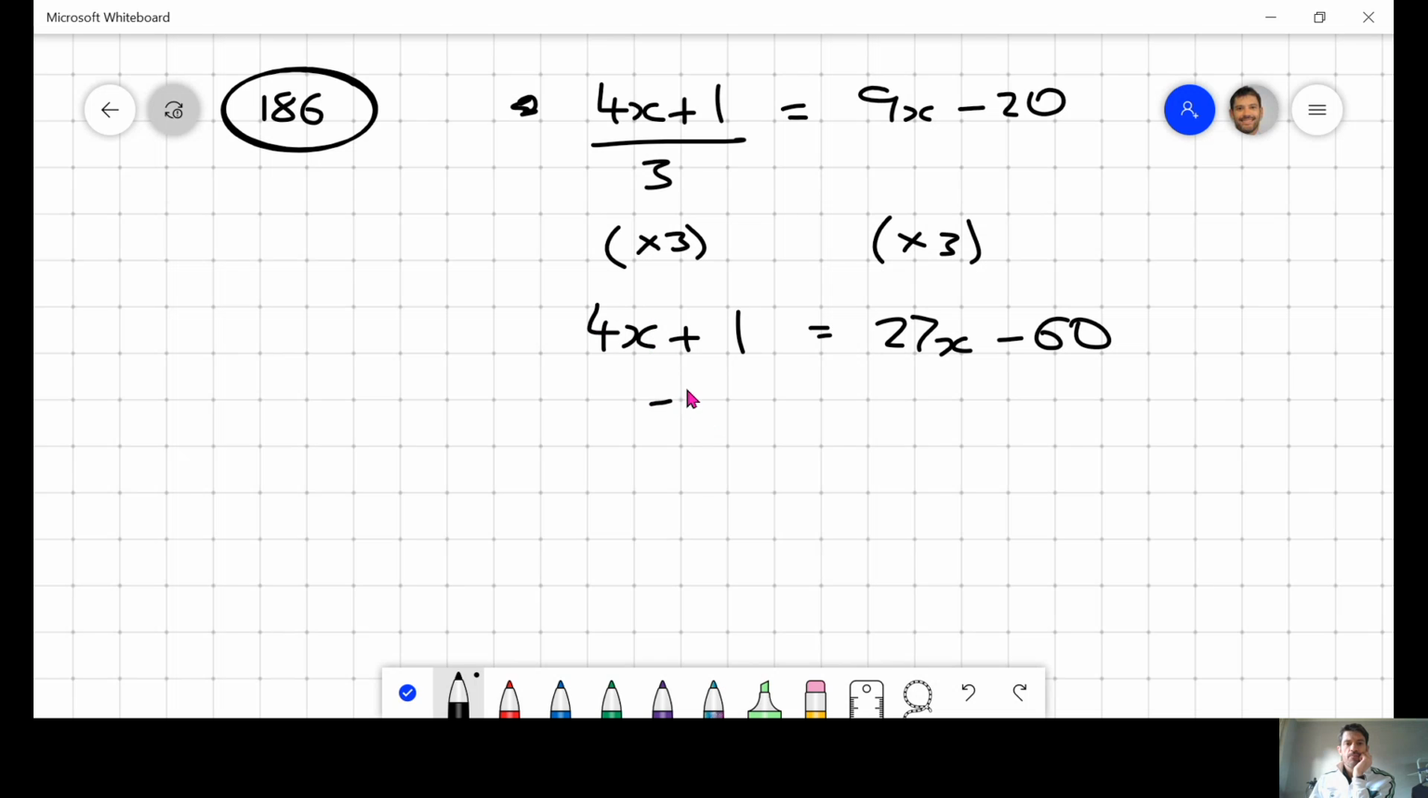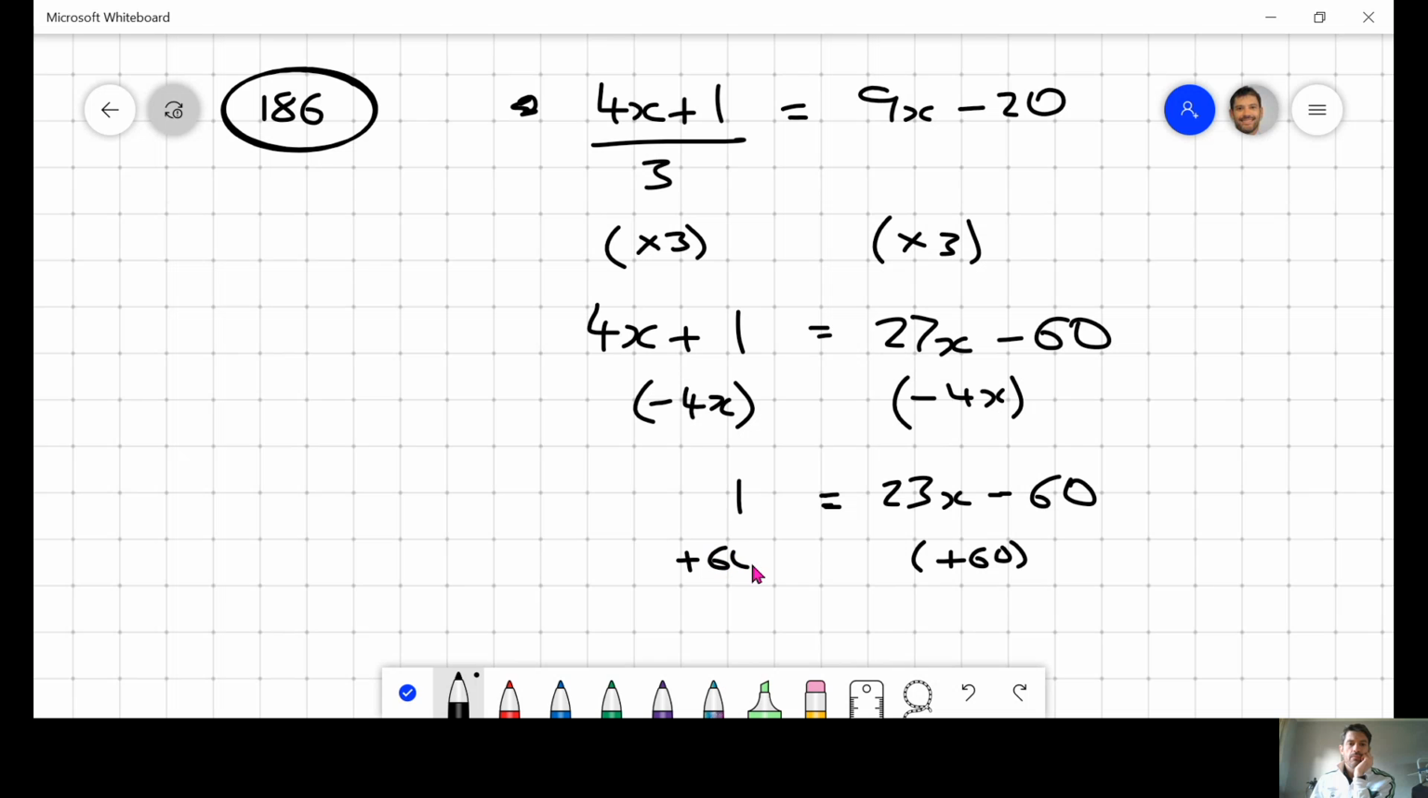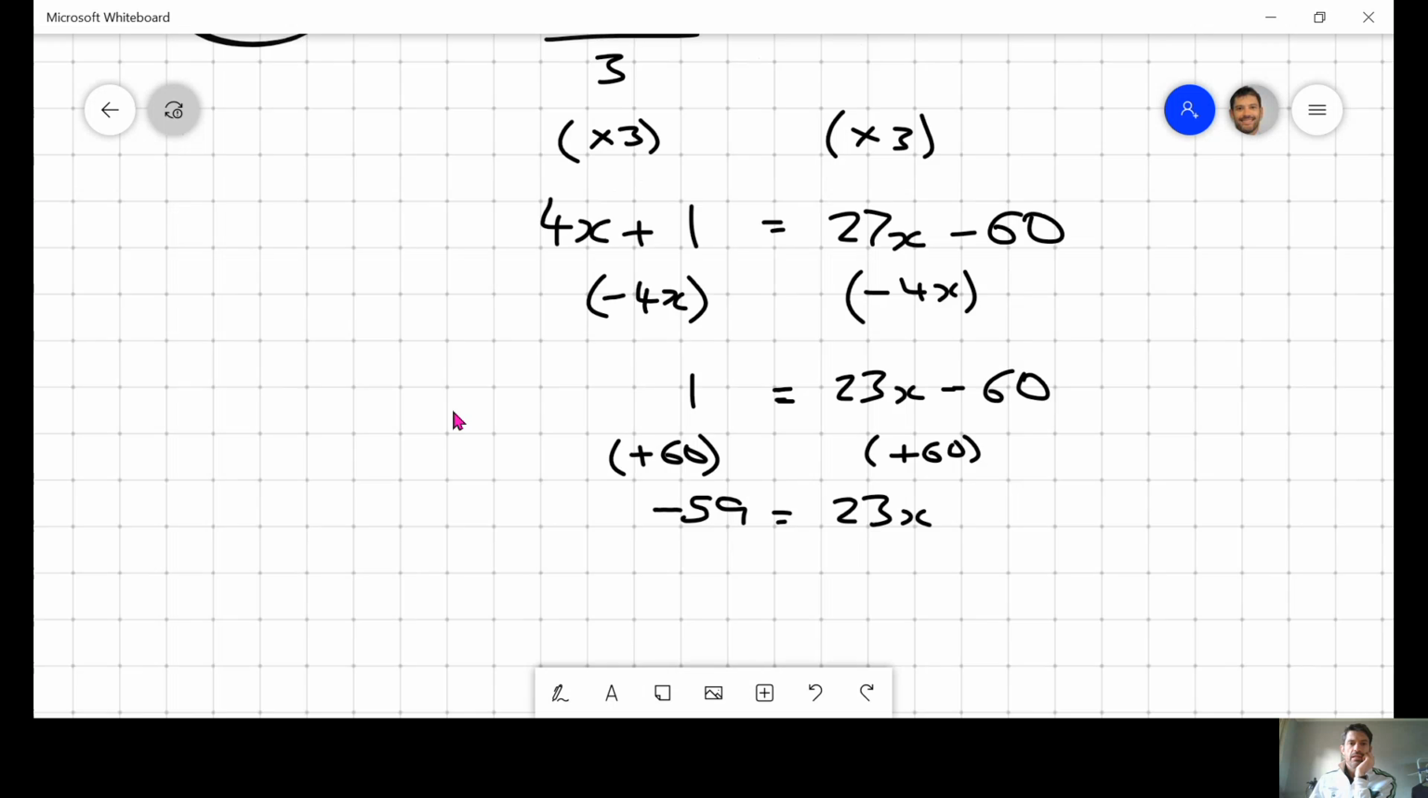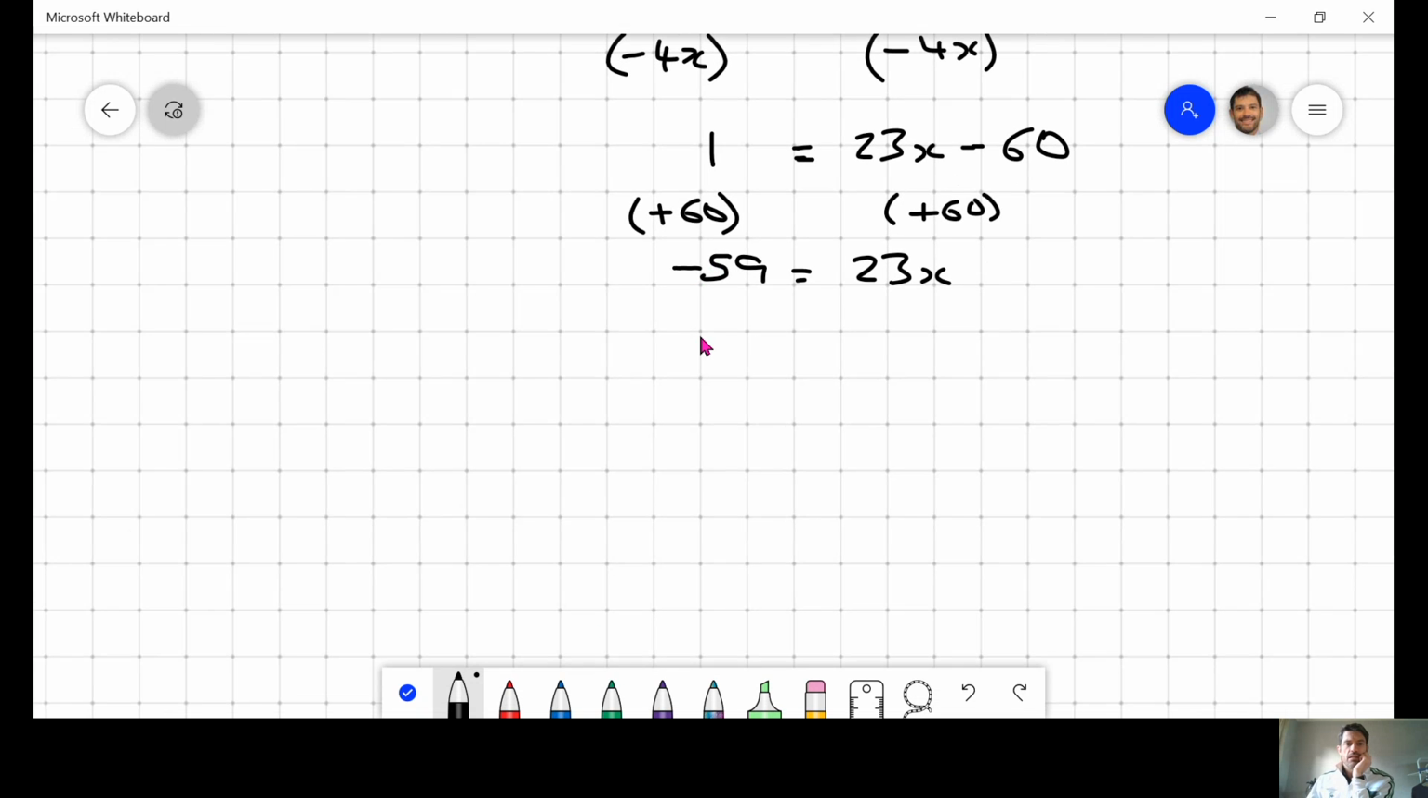So 4x is smaller, so you take away 4x, take away 4x, so 1 equals 23x minus 60. Then we add the 60. 23x equals 61, I beg your pardon, 23x equals negative 59. And then as we expected, that is not going to be an integer. Divide by 23, 23 is prime, so as soon as I put that as the denominator, unless it goes into 59, it's not going to simplify.